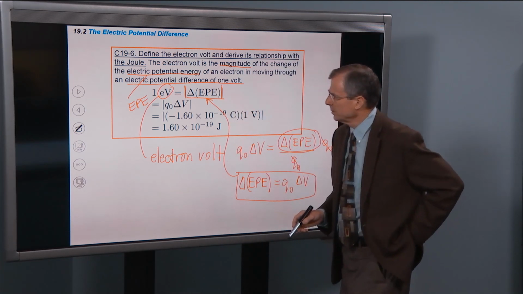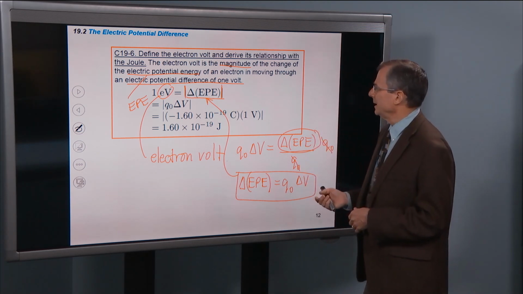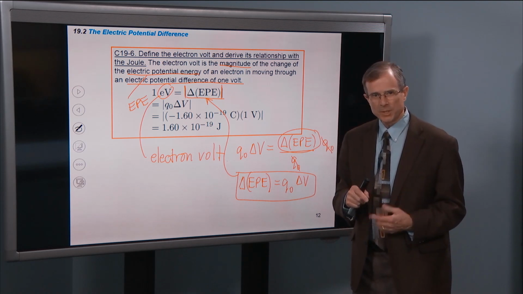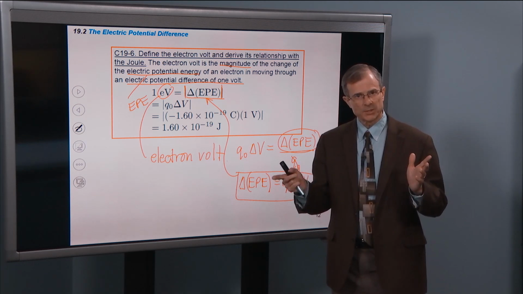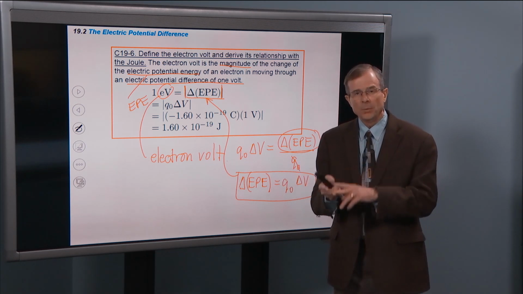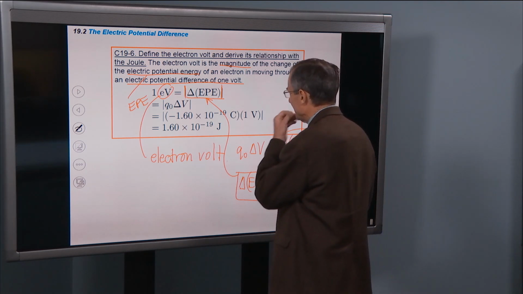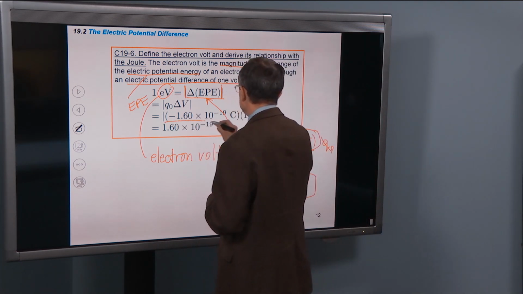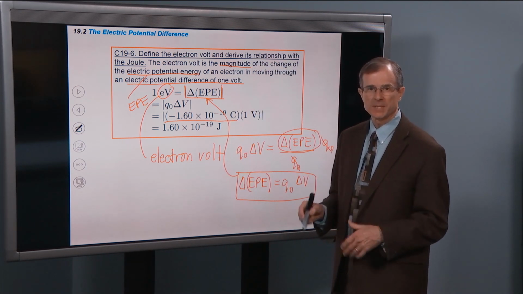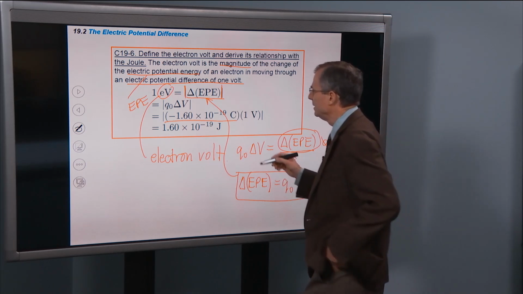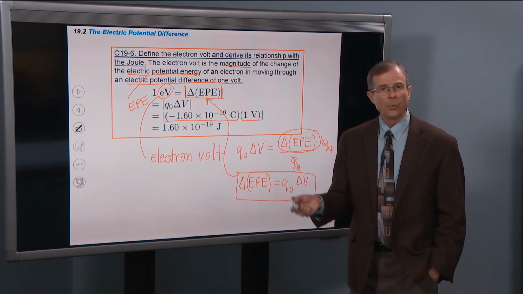But now we're saying, what's an electron volt? Well, it's the change in the electric potential energy associated with an electron, and we know what the electron charge is, moving through a potential difference of 1 volt. Well, that's pretty cool, because here's the charge on the electron. It's minus e, which is minus 1.6 times 10 to the minus 19 coulombs, times the change in electric potential of 1 volt.